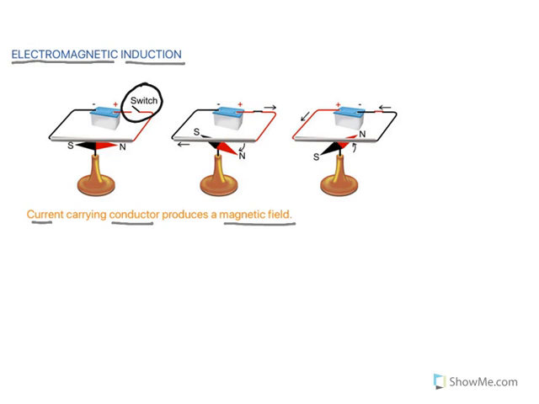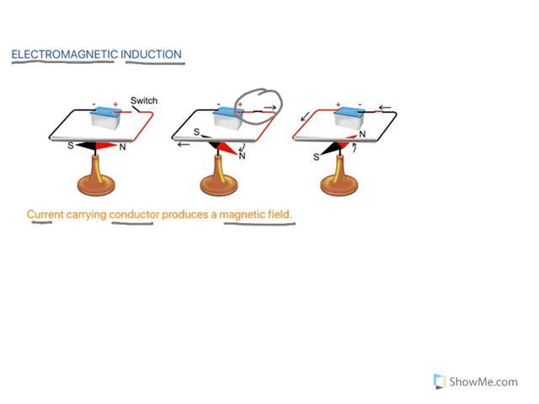In the first picture, we can see a switch open. That means there is no current flowing through that circuit, and the magnetic needle remains in the north-south direction, indicating there is no magnetic field. No current, no magnetic field.